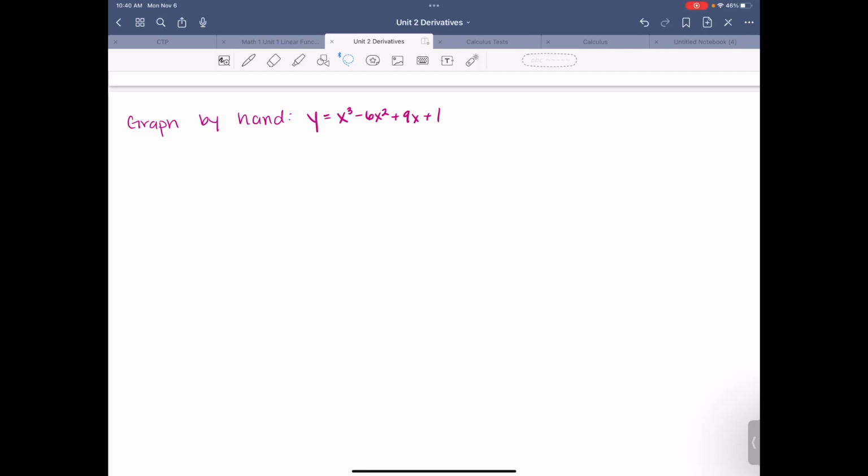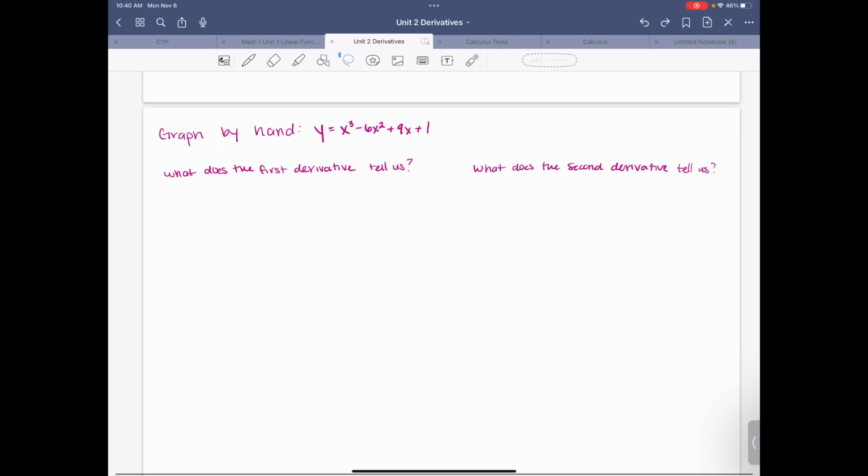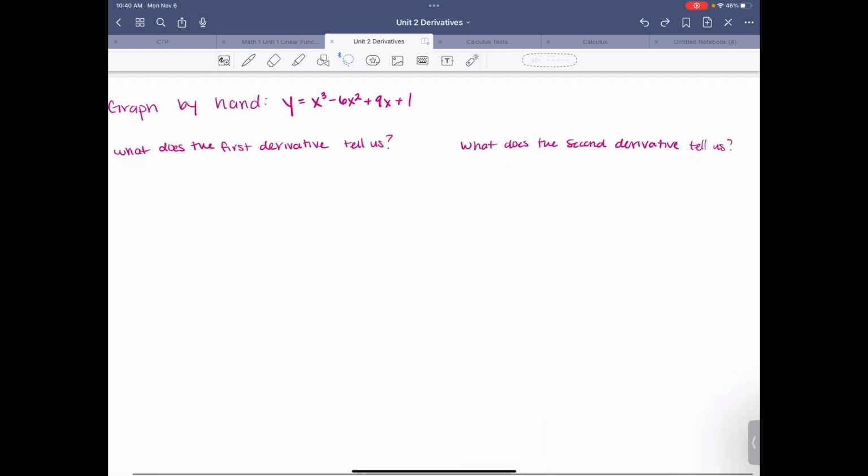In this video, I'm going to walk you through how we can graph by hand our equation y equals x cubed minus 6x squared plus 9x plus 1. So we really have two questions that we want to know: what does the first derivative tell us about this graph, and what does the second derivative tell us about this graph?